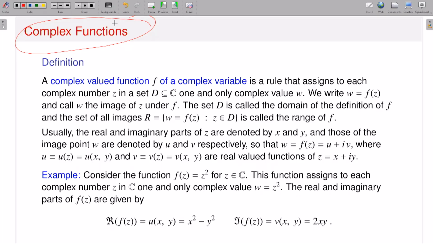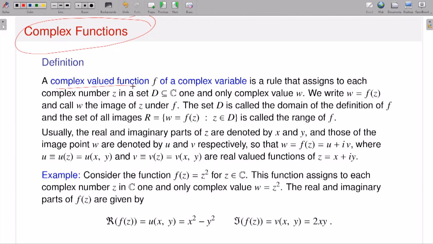You know what a real function is. It has a domain and a range, and each point in the domain should map to a definite point. The same thing here. A complex valued function f of a complex variable is a rule that assigns to each complex number z in the set D, a subset of C, one and only one complex value w. So if I have a function f from D subset of C to C, and I consider a point z in D, it should map to a definite value, one and only one. I am saying that this is f of z, or w.